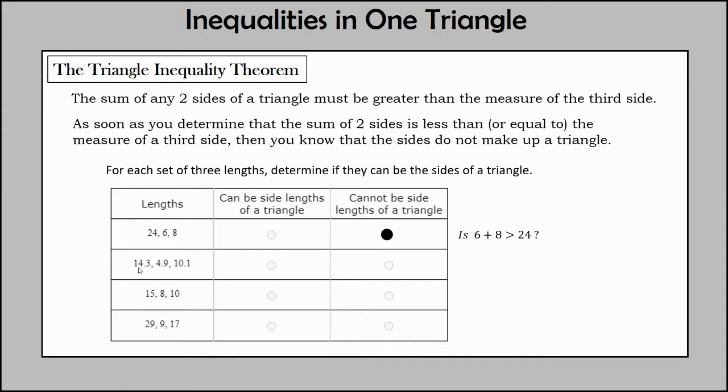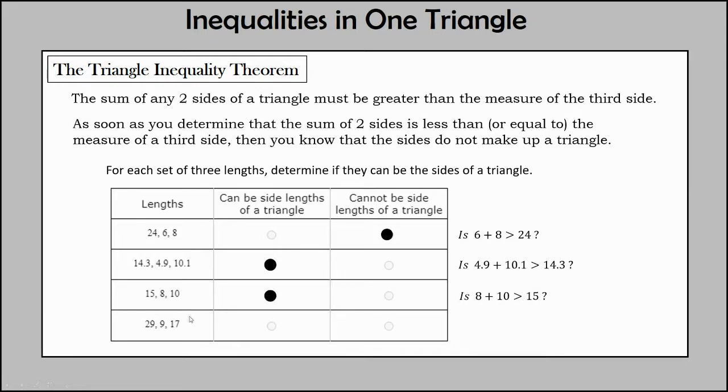All right, how about the next one? Could these three be the lengths for the sides of a triangle? Again, I take the shorter two: is 4.9 plus 10.1 greater than 14.3? These two add up to 15, which is bigger than 14.3. So yes, these could be the side lengths of a triangle. Again, I just checked the smaller two. Do they add up to a number bigger than the biggest one? So is 8 plus 10 greater than 15?